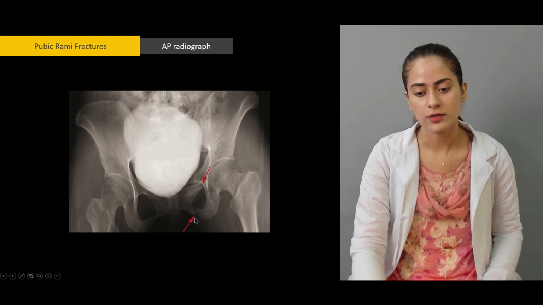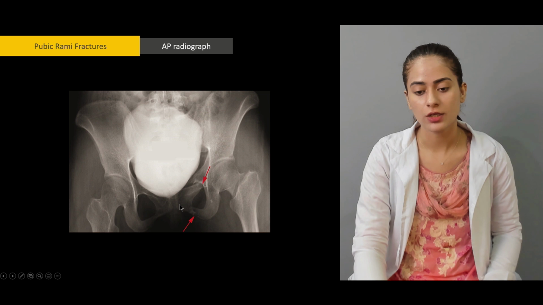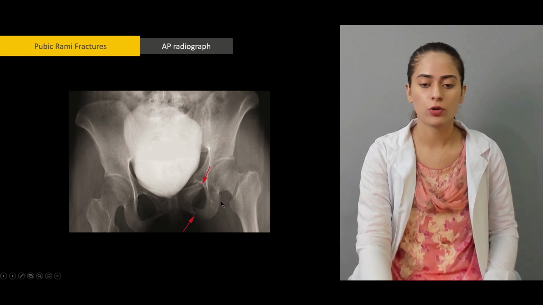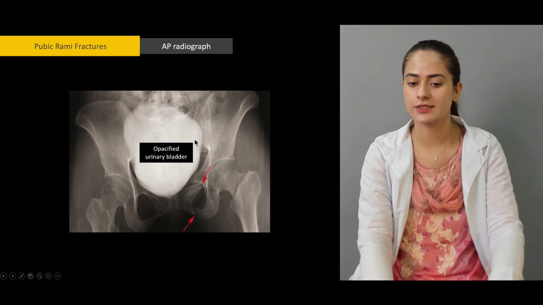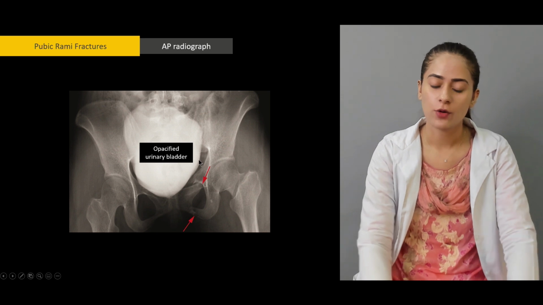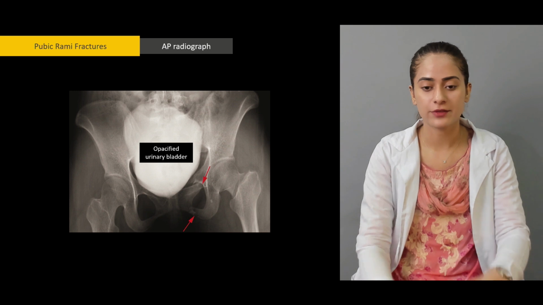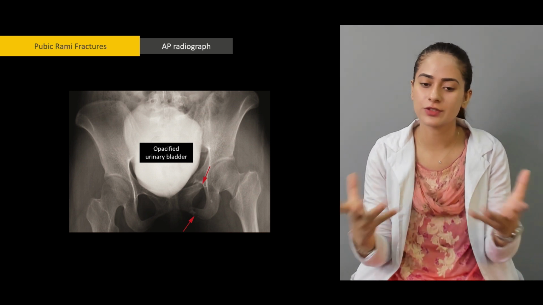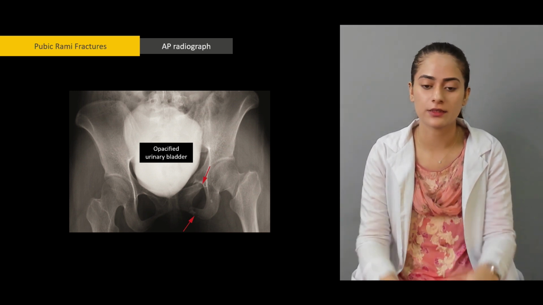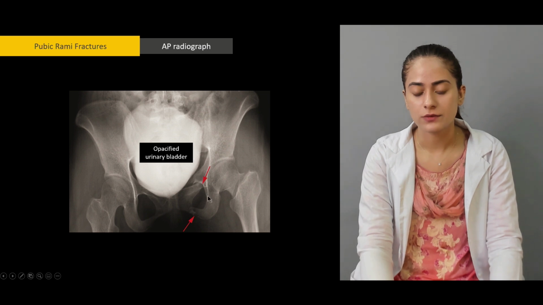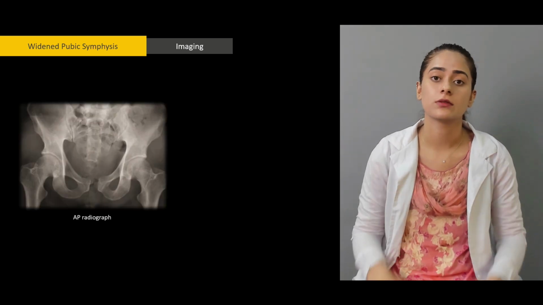There's also some fracture here. Symphysis pubis seems normal. So this is an opacified urinary bladder. Let's not talk about that right now. There's just opacity there, that's it. So this is actually the fracture, and now we're going to talk about the symphysis pubis.